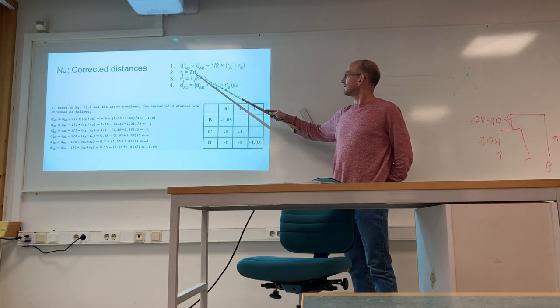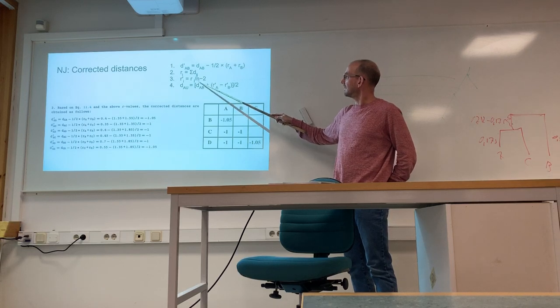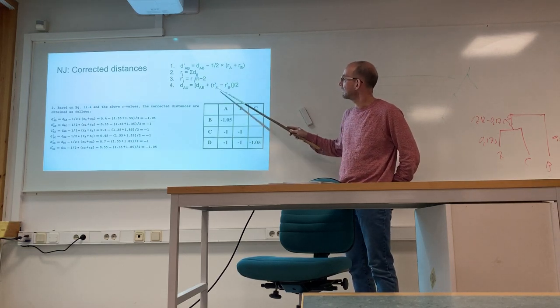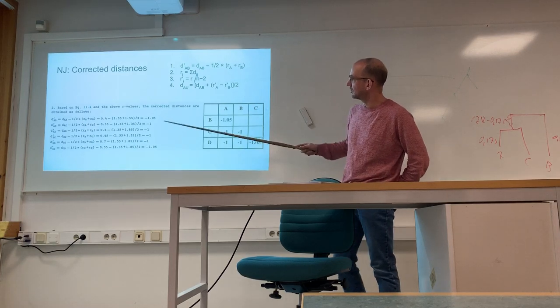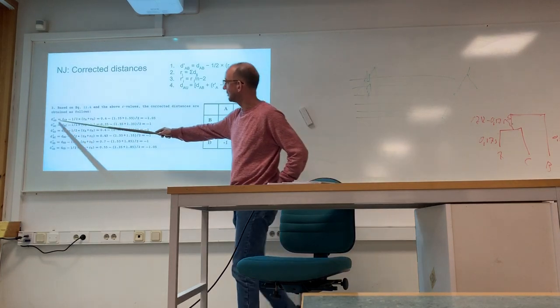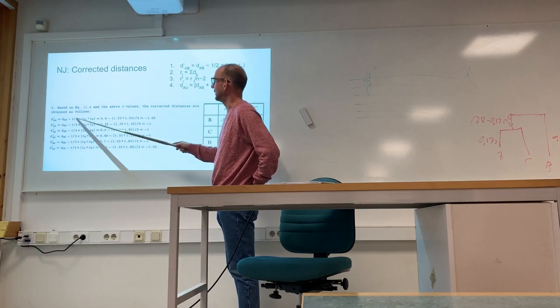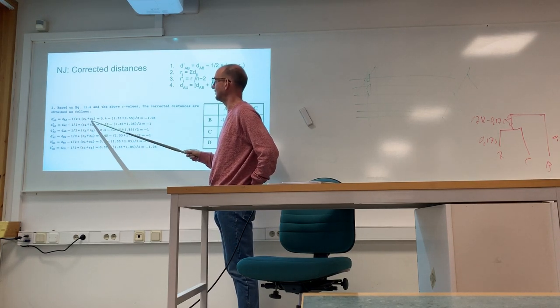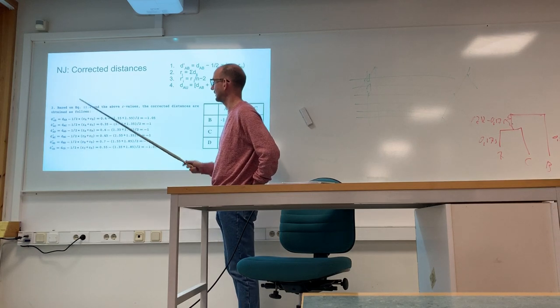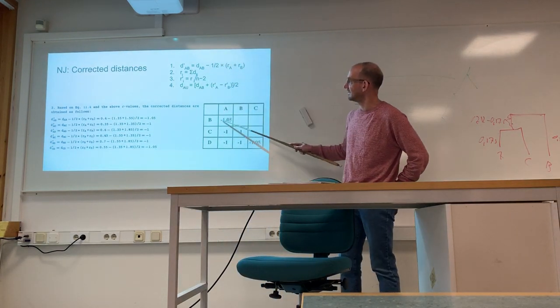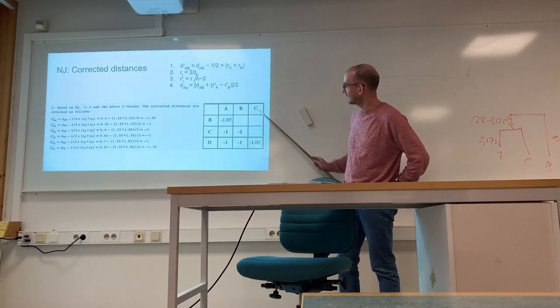So R is the sum of these, and then this is divided by the number of species minus 2. So we can take this here, and you have a new distance that you can calculate. We take the new distance between A and B as the distance you have, minus half of this R value for AB, etc. So this is not a distance, these are corrected distances that are basically that.